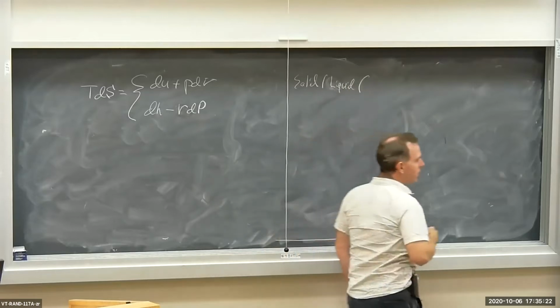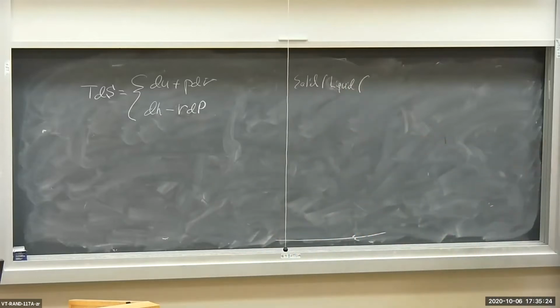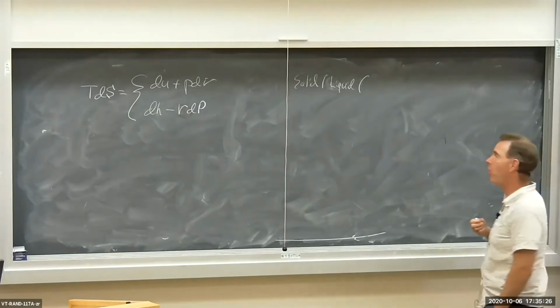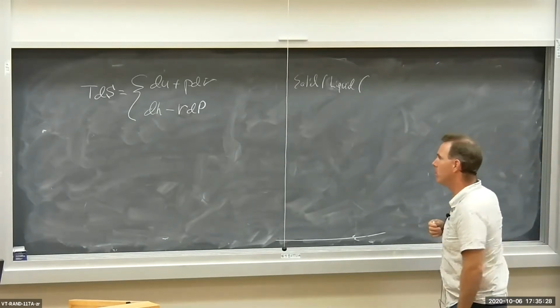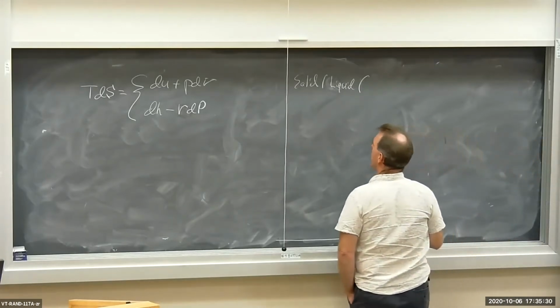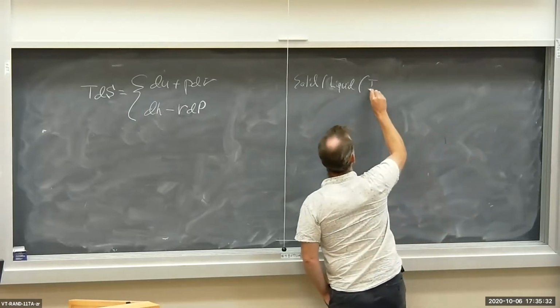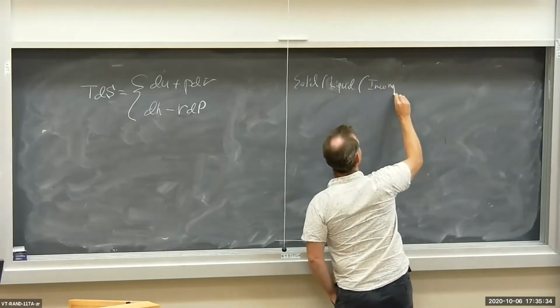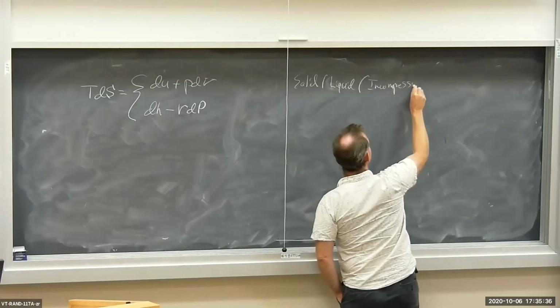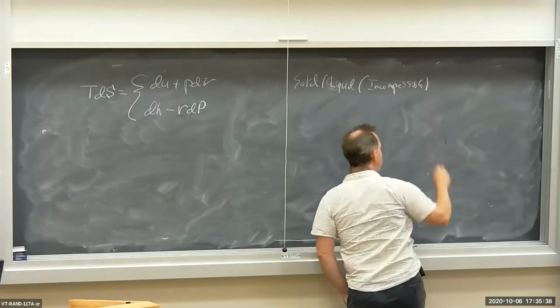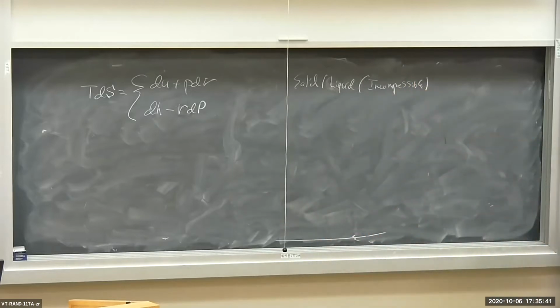Now the characteristic of a solid or a liquid is incompressible: no change in volume or specific volume over the process. So any process involving a solid or a liquid, we can assume to be an incompressible process.